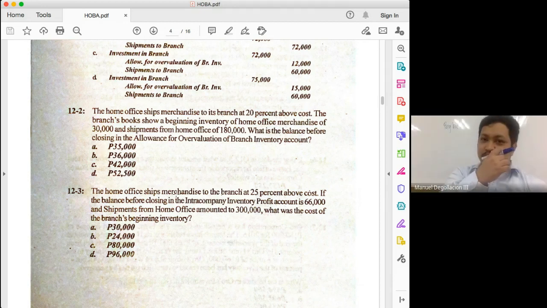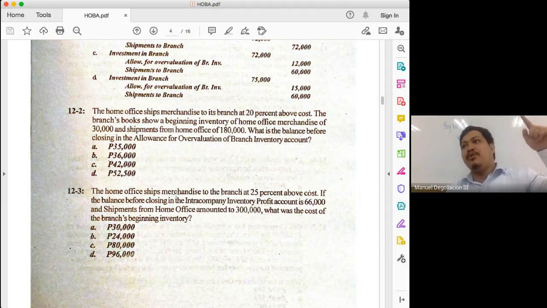Okay, let's focus on problem 12-2. What does problem 12-2 ask from us? What is the balance before closing in the allowance for overvaluation of branch inventory account? Again, when we say before closing entries, before adjustments, what does this allowance represent? It represents the TIGAS, which is composed of what? The markup on your beginning and the markup on your shipments throughout the year.